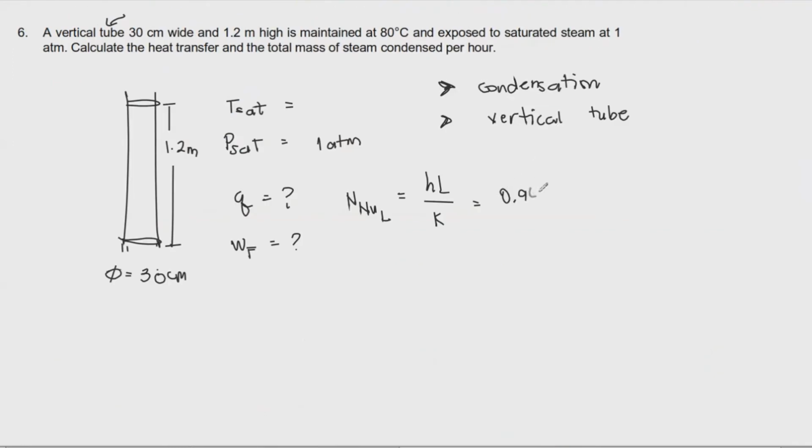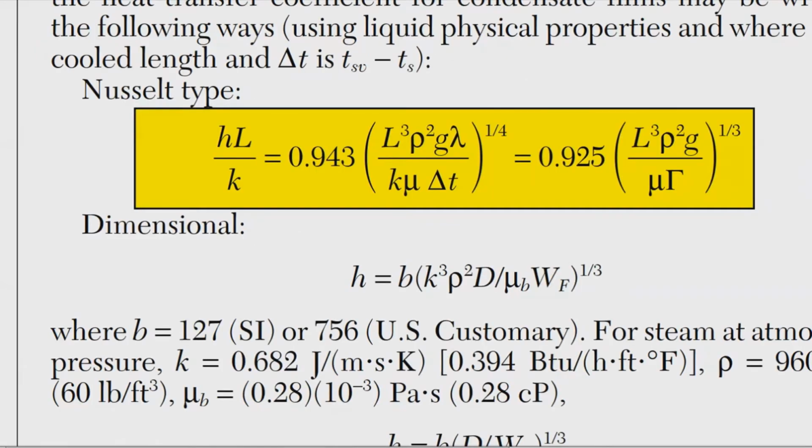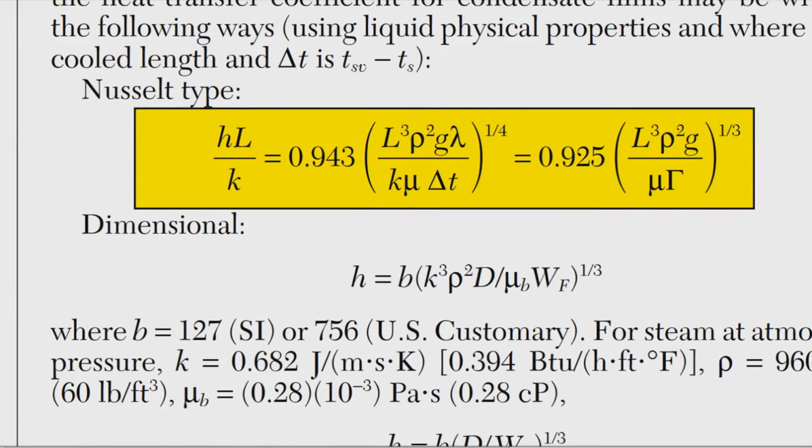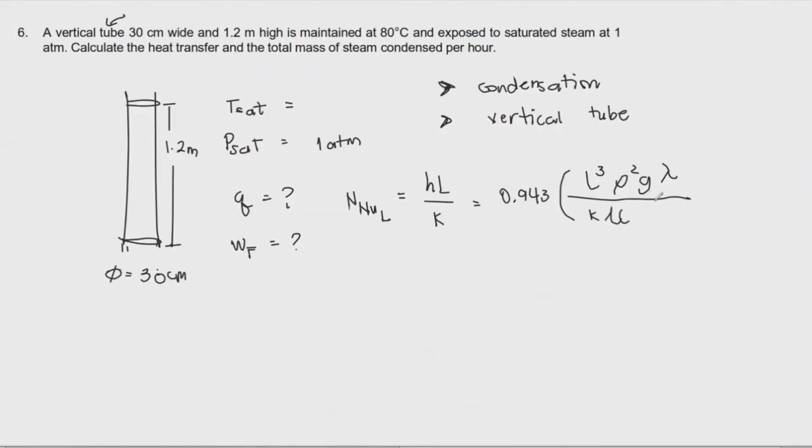So we have 0.943, and then we have L cubed, and then something like density squared, G, and then the latent heat of condensation, and we have the thermal conductivity, and then this dynamic viscosity, and then the change in temperature. And then this one will be raised to the 1/4 degree. So having known this formula or general equation that we need, if we are able to find h from this, then we can actually solve for the heat transfer.